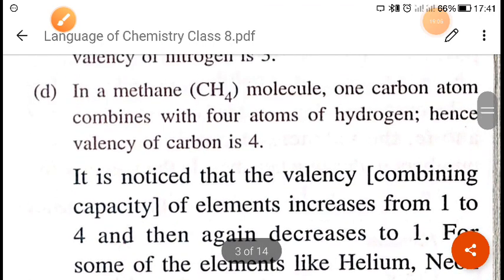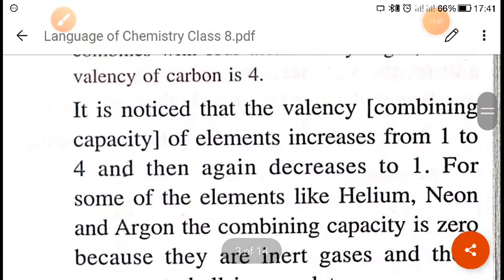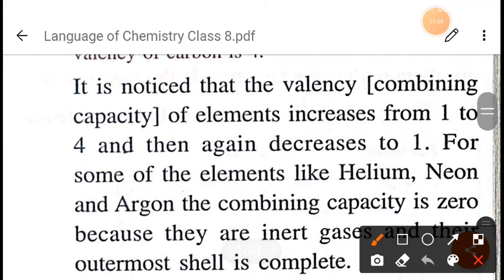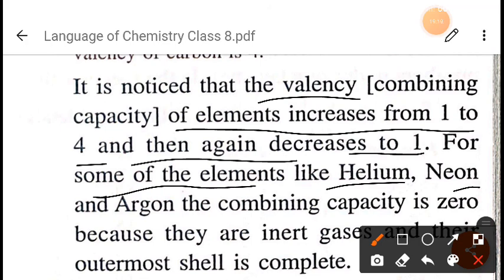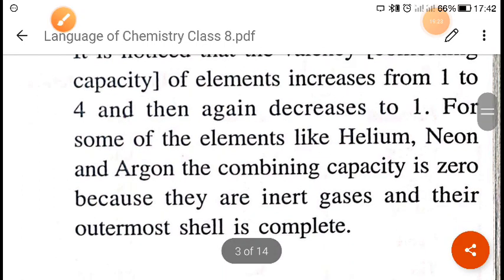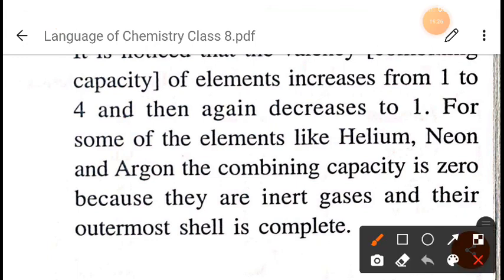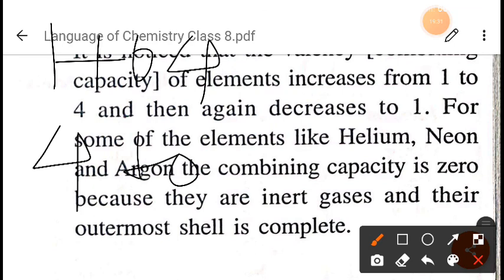I hope you have understood this, and you will notice that the valency of an element increases from 1 to 4 and then decreases to 1. For some elements like helium, neon, argon, the combining capacity is 0. So the valency increases from 1 to 4, then decreases from 4 to 1 and then to 0.